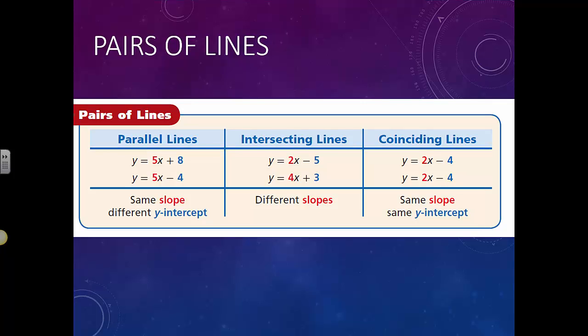All right, so the last thing you're going to be able to do is tell whether or not pairs of lines are parallel lines, and we already know that if they have the same slope and a different y-intercept, they're going to be a set of parallel lines. Whether the lines will be intersecting, that just means they have different slopes, or whether the lines will be coinciding. That really means just that they're the same line. One lies on top of the other, so they would have the same slope and the same y-intercept.